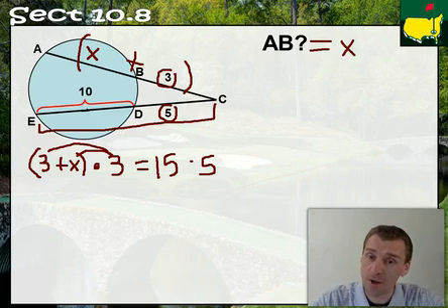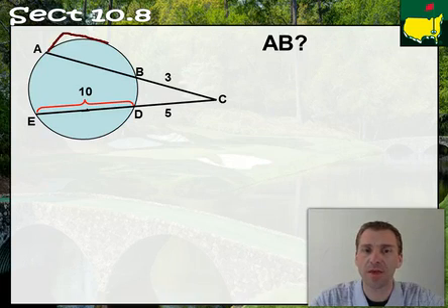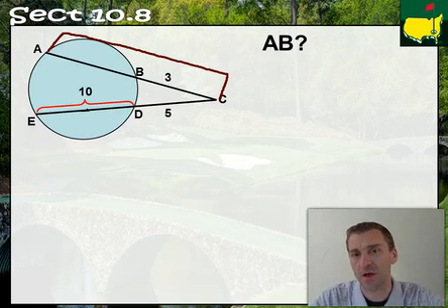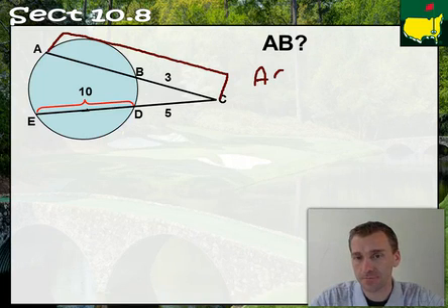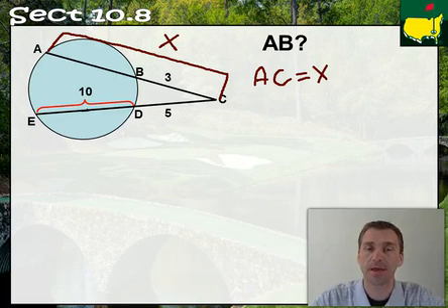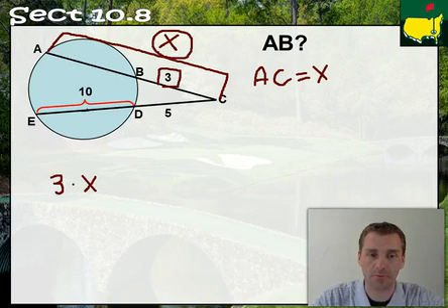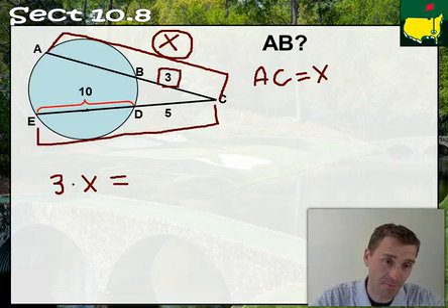But here we go. Let me show you the other way to do it. So let's say instead of letting AB be the x, why don't we let this entire secant segment, AC, be x? Why would you do that? Well, you could do it the other way like I just showed you, but watch this. Let's now use the secant power theorem. It says the product of the measures of the entire secant segment and its external part, that would just be 3 times x, is equal to the product of the measure of the entire secant segment.